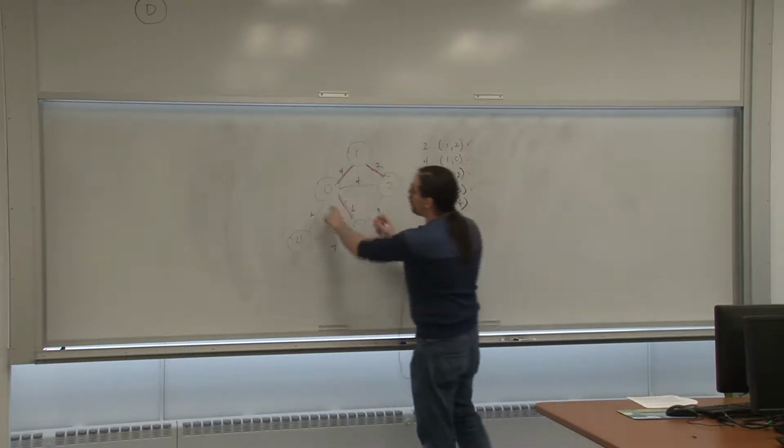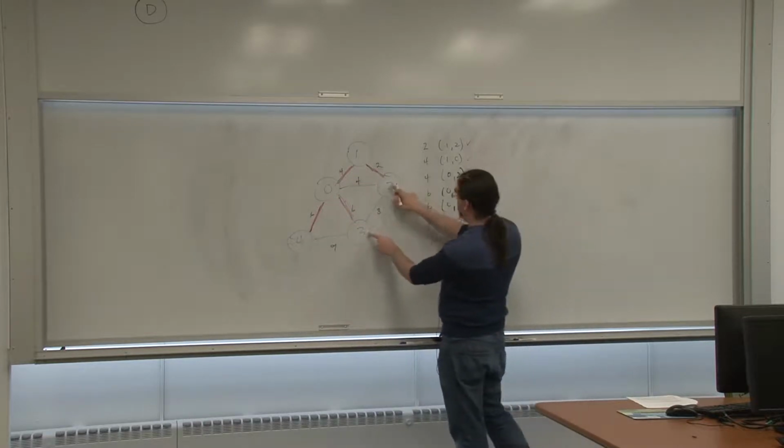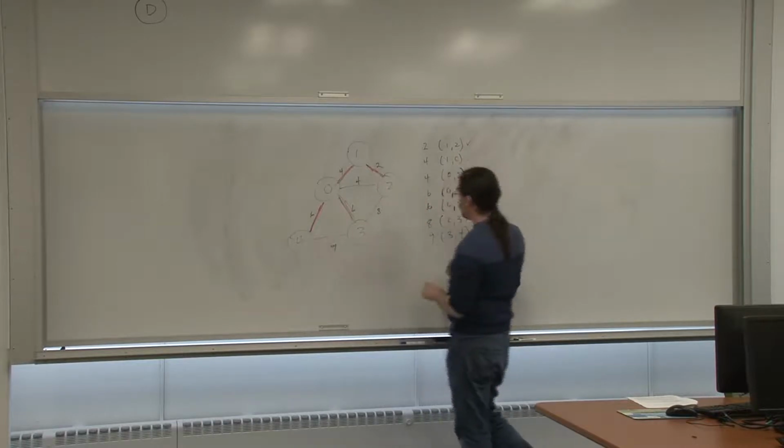Then we go to 0 and 4. That's a new connection. And then we go to 2 and 3. That's not a new connection. 2 and 3 are already connected, and so are 3 and 4.